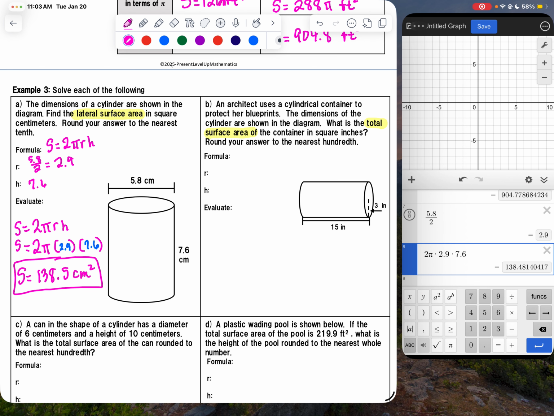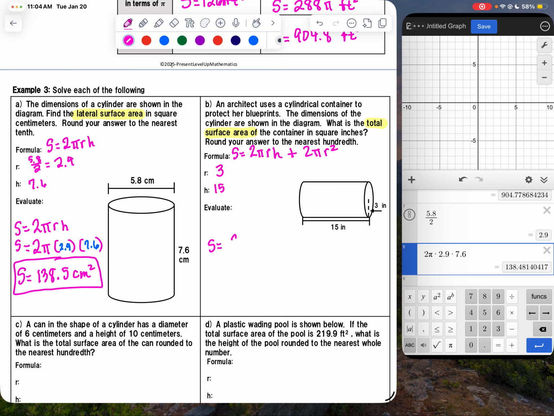So I want total surface area this time. So capital S equals 2 pi RH plus 2 pi R squared. And in this problem, we know that the radius of our shape is 3 and the height of our shape is 15.